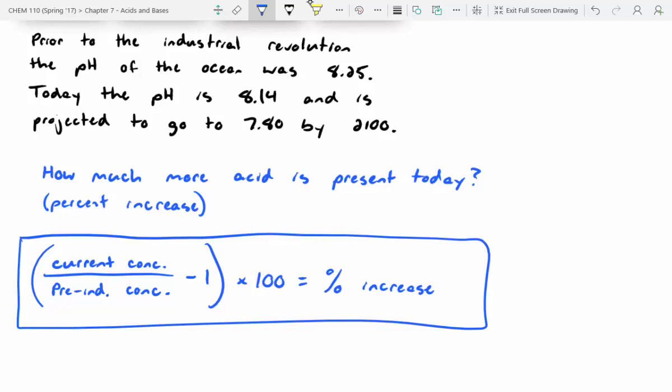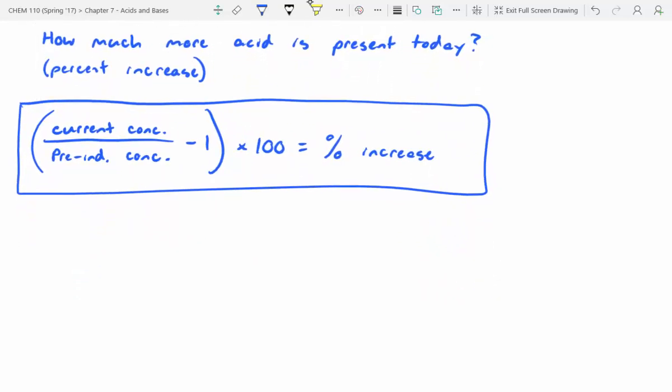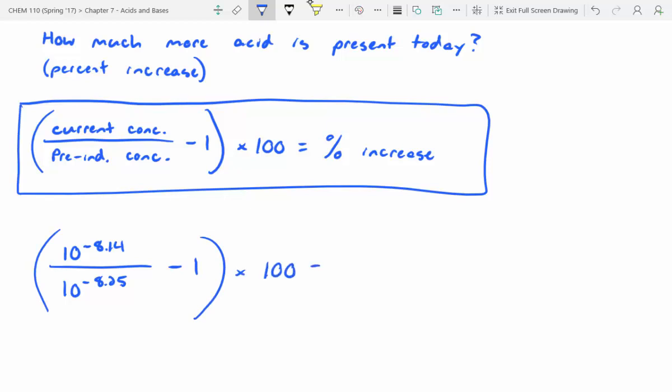So what are you guys getting as a percent increase? Anybody got it? 1.33. Let's check. So current concentration, how can we figure that out? Yeah, 10 to the negative pH. What's our current pH? 8.14, right? Divided by the pre-industrial pH, which was negative 8.25, right? We'll do this minus 1 times 100. What are you guys getting?